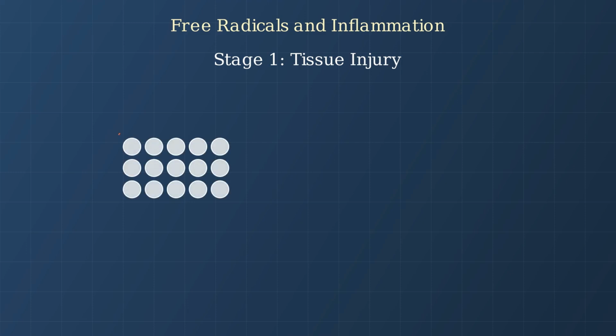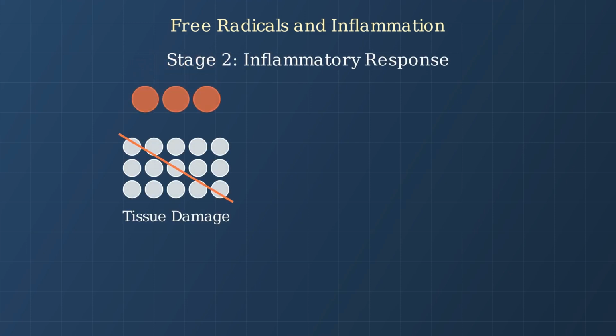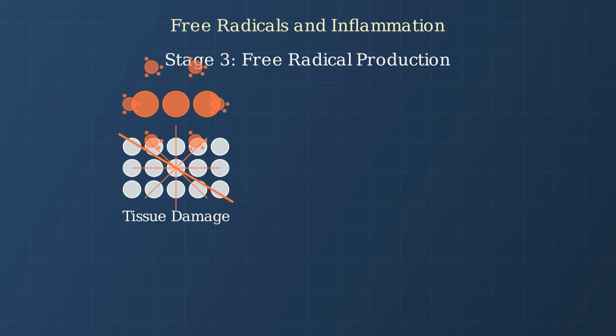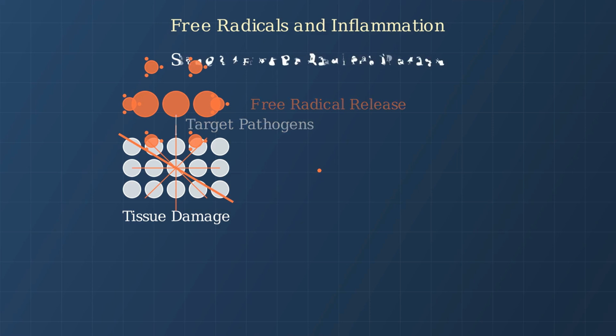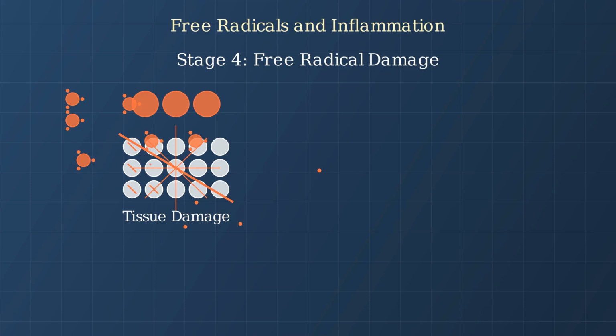The cycle begins with tissue injury, which can be caused by trauma, infection, or exposure to toxins. When tissue is damaged, the body initiates an inflammatory response. Immune cells are recruited to the injury site. These immune cells produce free radicals as part of their defense mechanism to destroy pathogens. The free radicals are highly reactive molecules with unpaired electrons. However, when produced in excess, free radicals can damage healthy tissue cells. This happens when the free radicals react with cell components, oxidizing them.